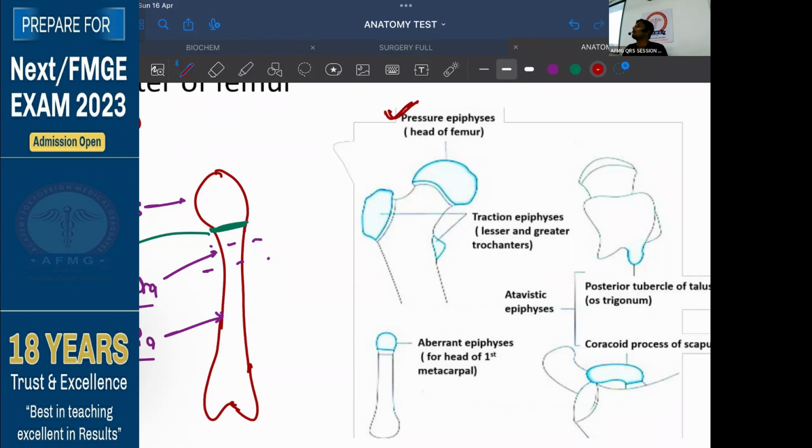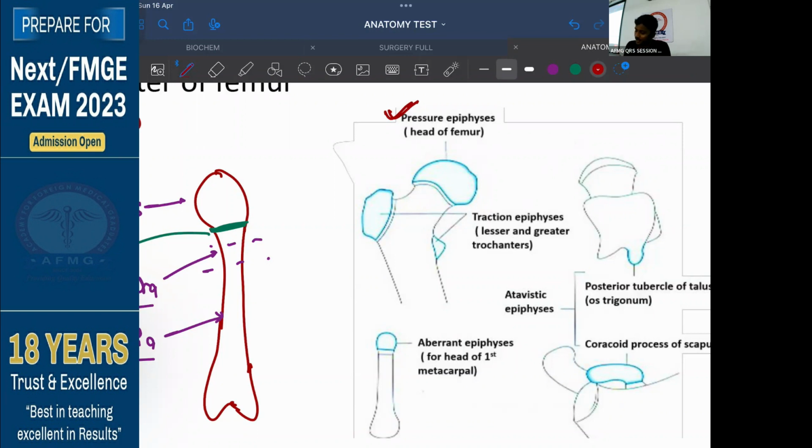Therefore, these are called pressure epiphyses, the ones which transmit the weight to the central part of the body. First thing. Second, these pressure epiphyses always and always take part in joint formation. Yaad rakhna, pressure epiphyses always take part in joint formation.